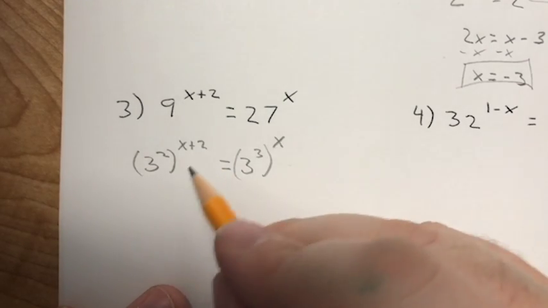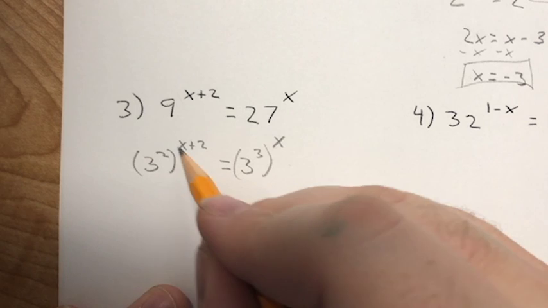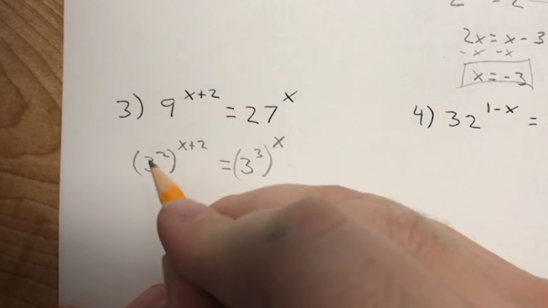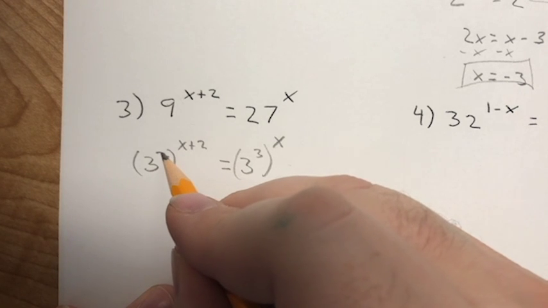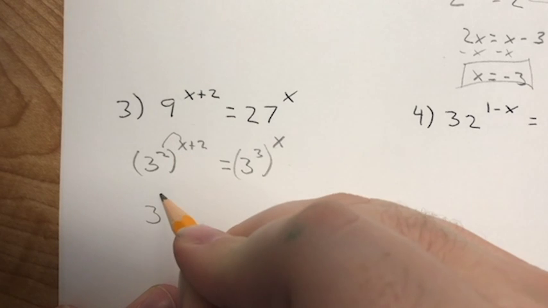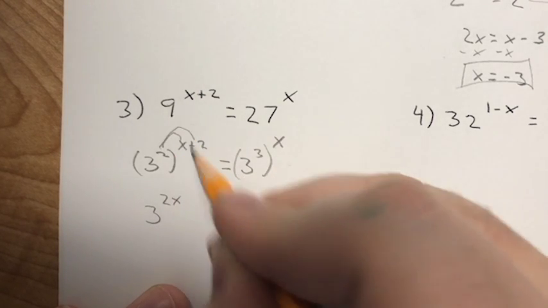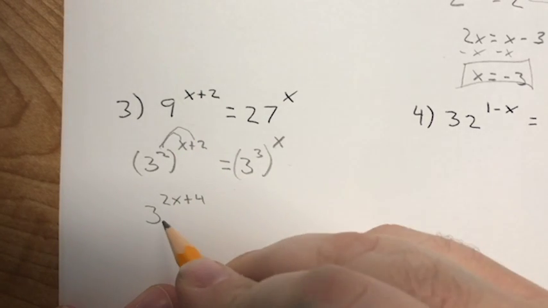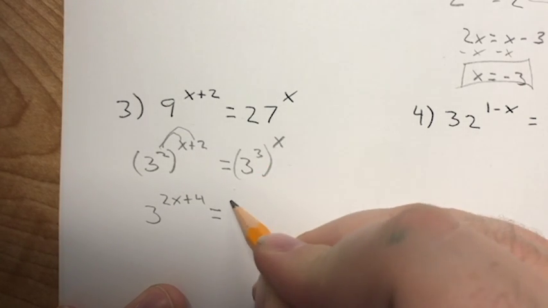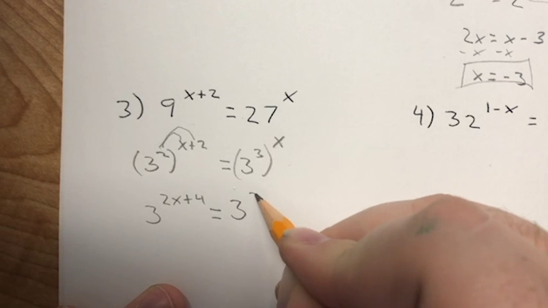Now that I have that, I can go ahead and do my multiplication here because I'm taking a power and raising it to a power. So this is almost going to work like the distributive property. I'm going to say 3 times 2x, that's going to be plus 4. So I have 3 to the 2x plus 4 is equal to 3 to the 3x.